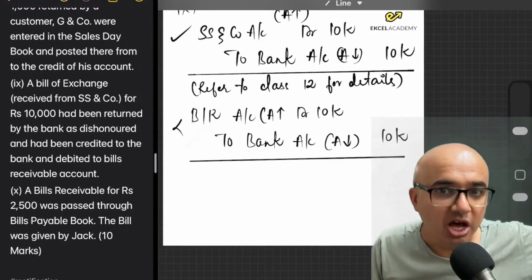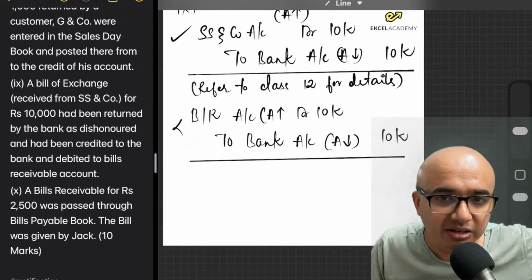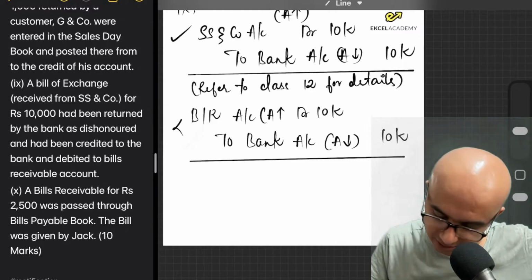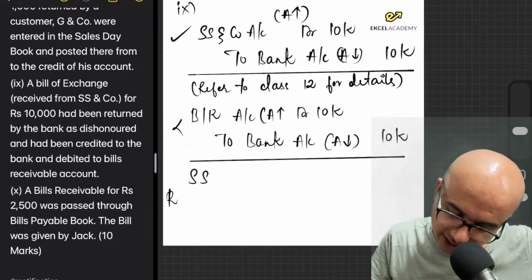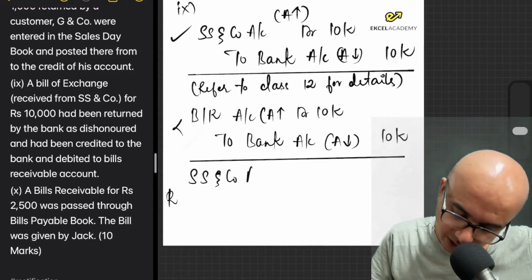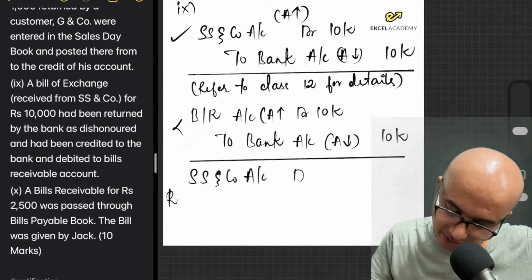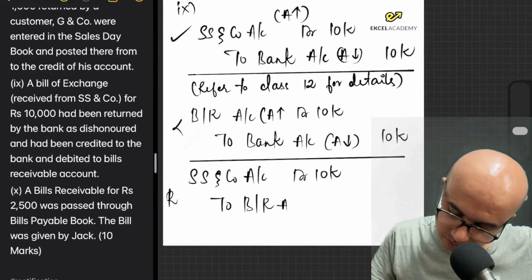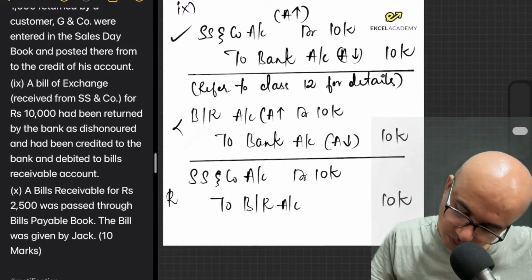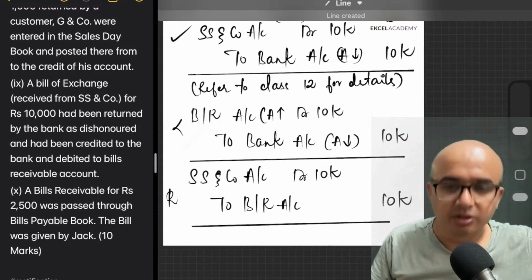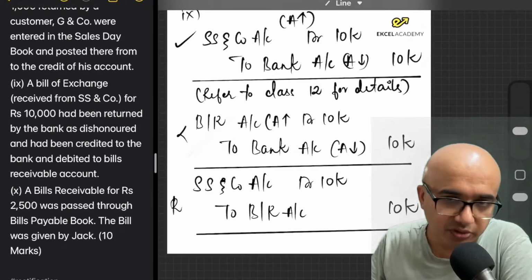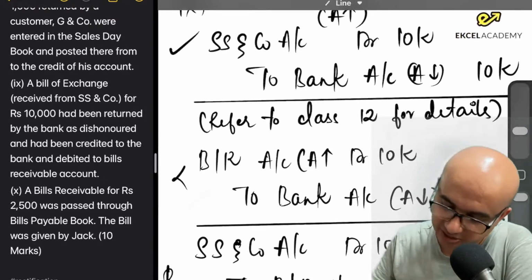Now what is the rectification entry? Very simple. Wrong debit has been given to BR and the correct debit has not been given to SS account. So let us do that. So rectification entry would be SS and Co account debit, correct debit by the way, 10,000 to BR account. That's it. So this is the rectification entry for the ninth adjustment. Let's move on.